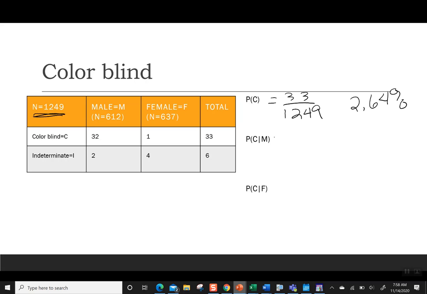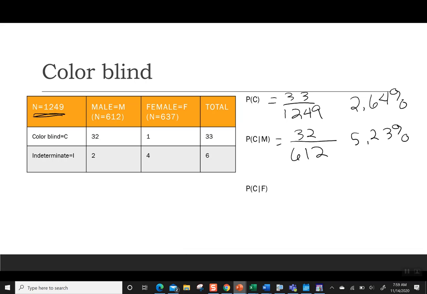The second one asks, what's the probability they were colorblind given that they were male? So I'm only looking at the men this time. There were 32 men that were colorblind out of the 612 men in the survey. It's really important that you see the denominator switches when I give this conditional. So I have 32 divided by 612. This says 5.23%.